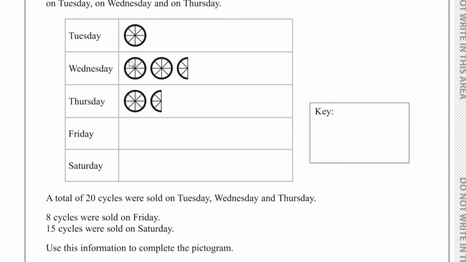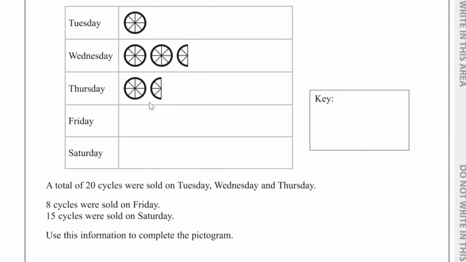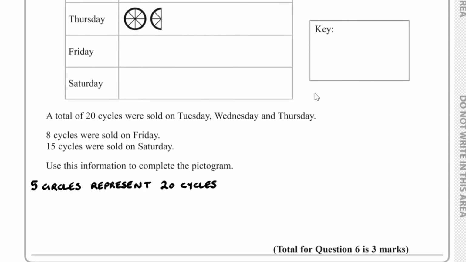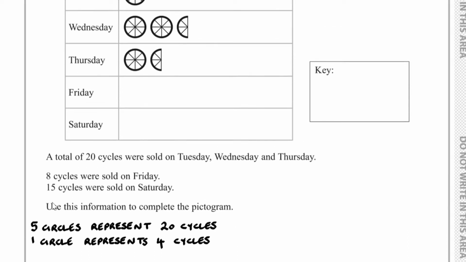Well, we've got 1, 2, 3, 4, and then if I add this one and this one, what we would have is 5 circles representing 20 cycles. And therefore, we can see that 1 circle would represent 4 cycles. Now, what we know is 8 cycles were sold on Friday.